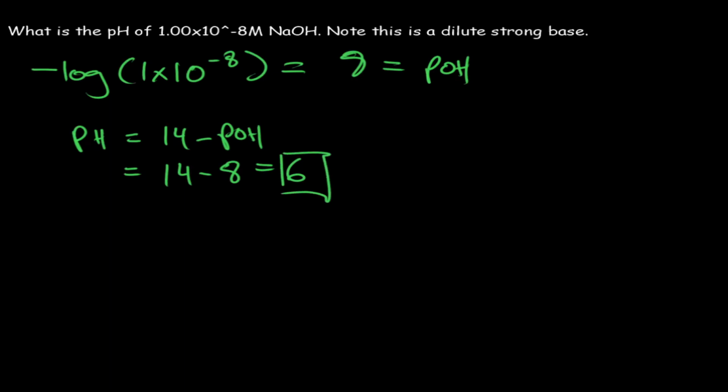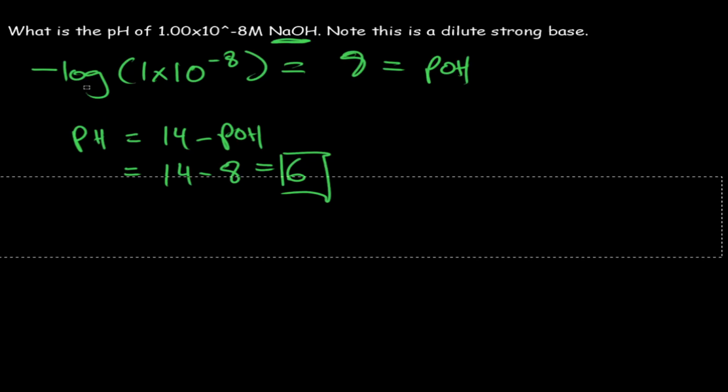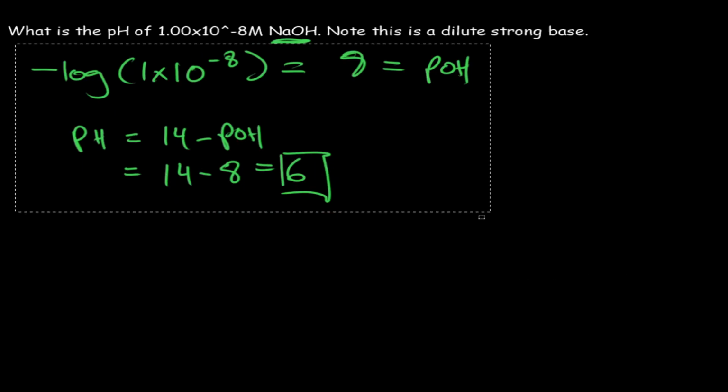But does this make any sense? No, it doesn't make any sense because we're adding a base. So if we're adding a strong base, how is our pH going to decrease and become acidic? This calculation can't work. So what we have to do is take into consideration water autoionization. So let's now move on to how we're supposed to calculate this problem.